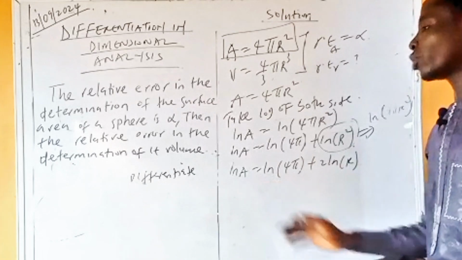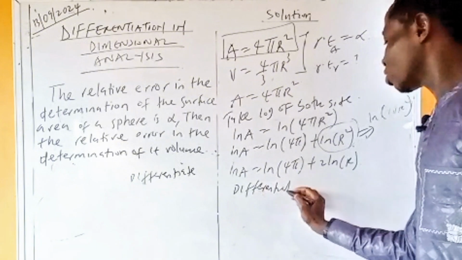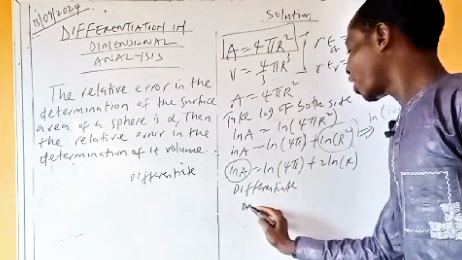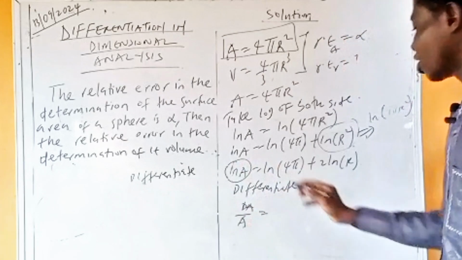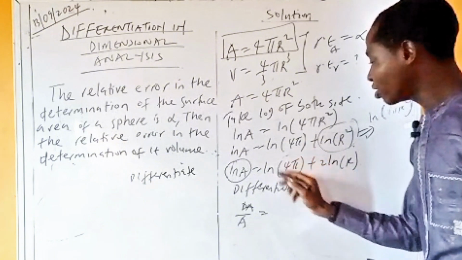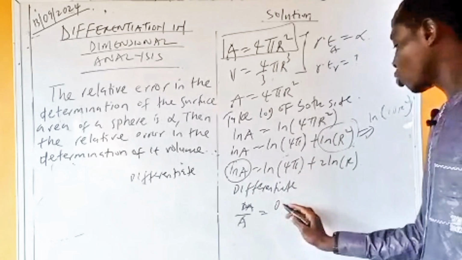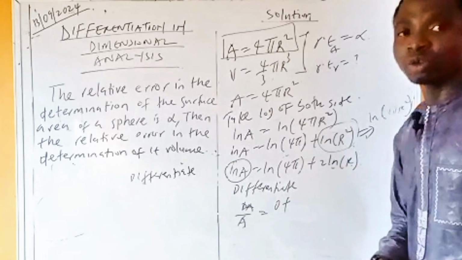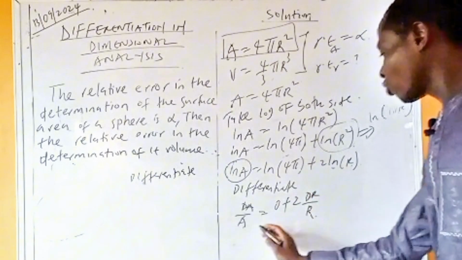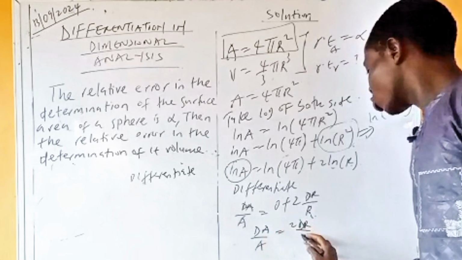The next step is that we differentiate this. When you differentiate ln A, it gives dA over A. When you differentiate ln 4 pi, don't forget that the derivative of a constant value is 0. This 4 pi is a constant value because the equation is in terms of A and r. So this gives us 0 plus, and the derivative of ln r gives 1 over r. So this gives 2 dr over r. It gives us dA over A is equal to 2 dr over r.